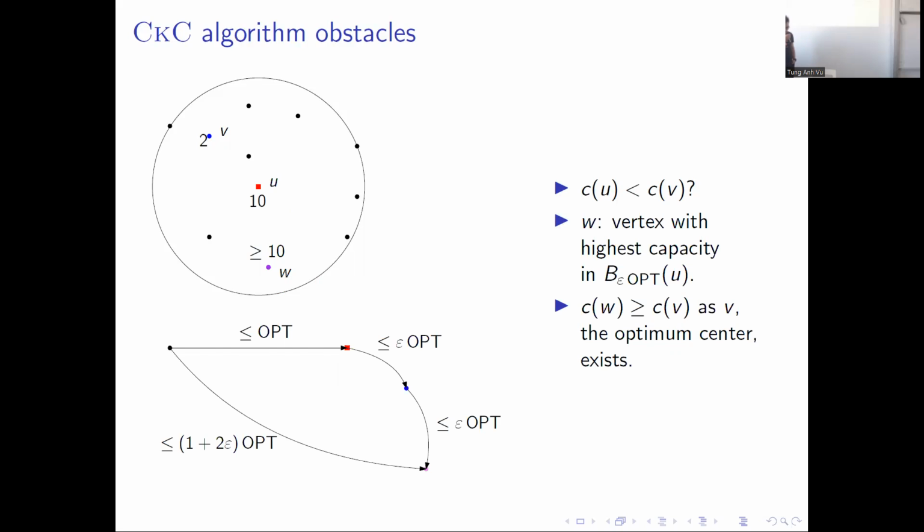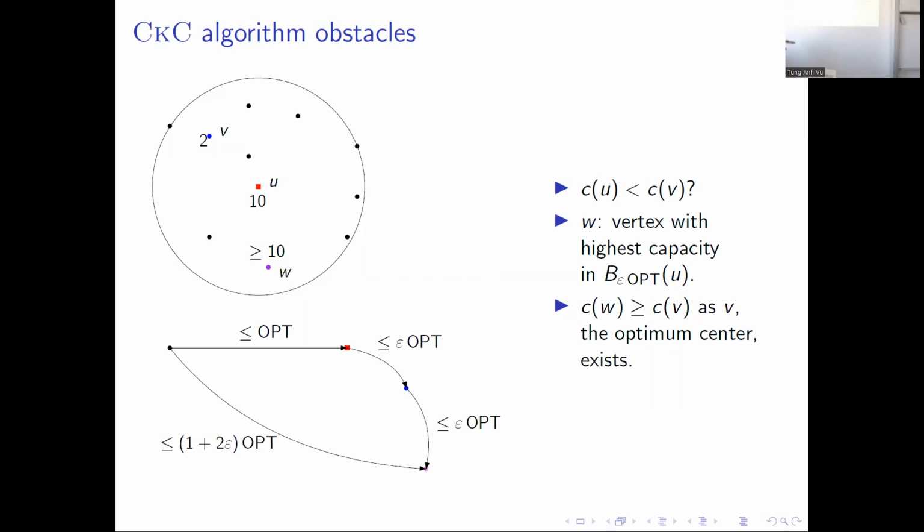So what do we do? Well, if I guess correctly the ball which contains an optimum center in it, then I know that there must be some vertex inside this ball which has capacity at least whatever I need, because in particular the optimum is in it, right? So before, I took this optimum center and I rerouted it to this net point. Now I do one more step. Around this net point, I look for a vertex that has the highest possible capacity, and instead of rerouting the optimum center here, I reroute it from here to here.